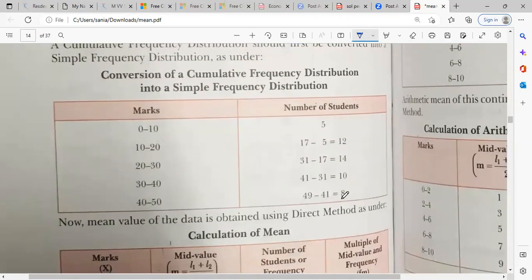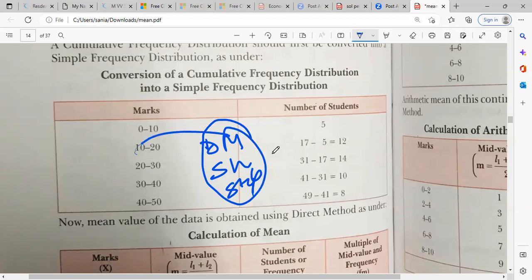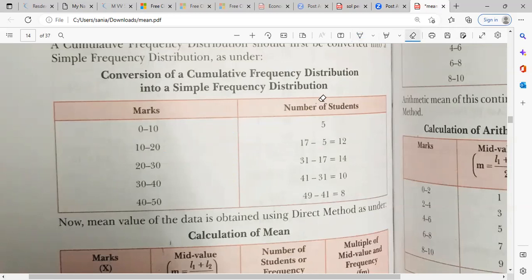Clear? So you are getting the numbers: 5, 12, 14, 10, 8. These are the new numbers. Now you have this continuous series, so you know the formulas. You have different types of formula. One is your direct method, and one is your shortcut method, like the assumed mean shortcut method and the step deviation. You have three formulas. You can use any of the formulas and you will get the answer. Is it okay for everyone?